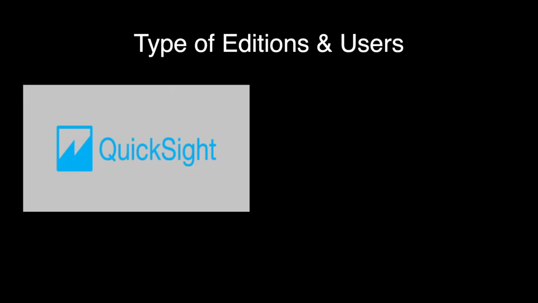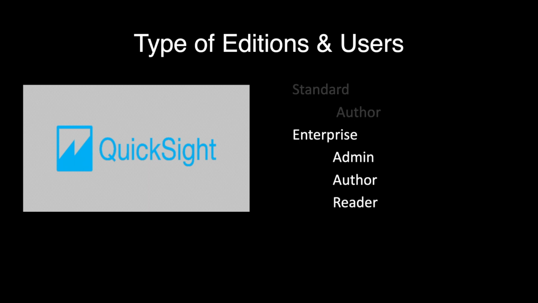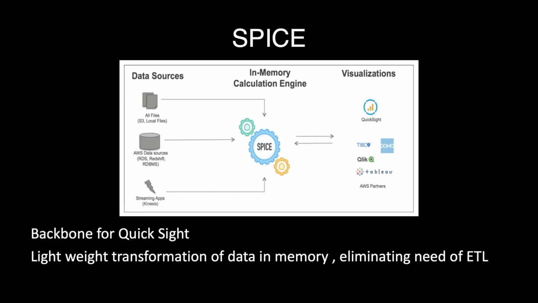What are the types of editions and users you have in QuickSight? Basically, there are two categories. One is standard, where the type of user is the author, who has everything: he can control the data, create the data, manage the resources, and view the data. The other is the enterprise edition, which is categorized into three. One is admin, who manages the data and cleans the data. The other creates the data or the visualizations, and the reader reads the data.